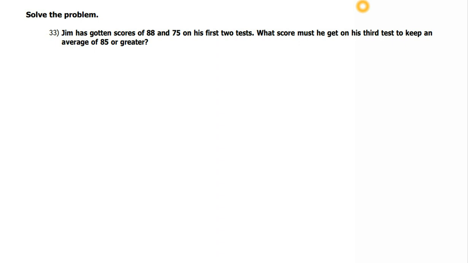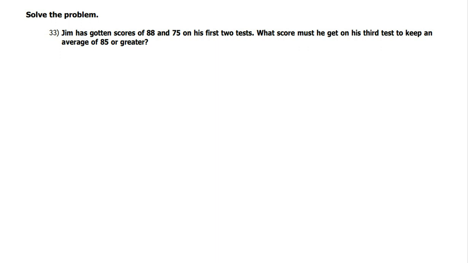Okay, the last problem on the review is a word problem. It says Jim has gotten scores of 88 and 75 on his first two tests. What score must he get on his third test to keep an average of 85 or greater? Okay, first of all, what's an average?